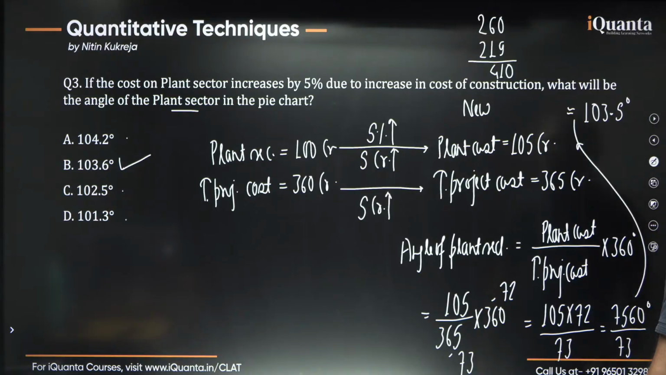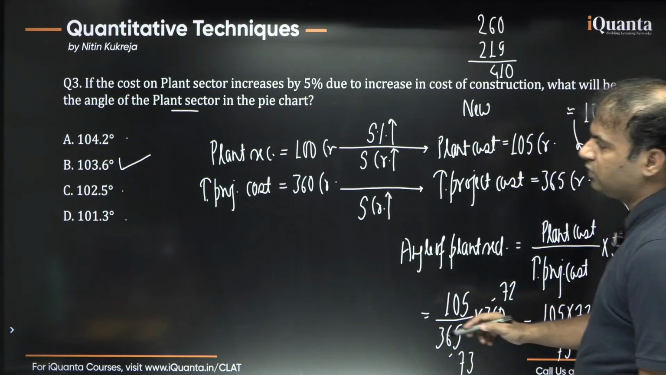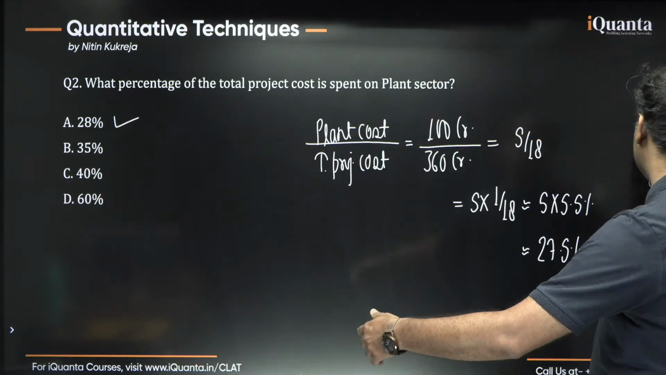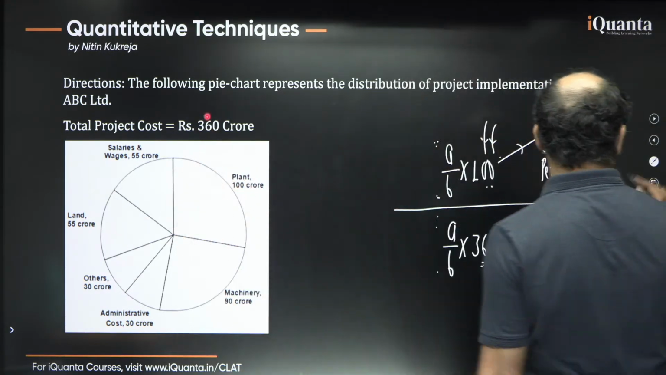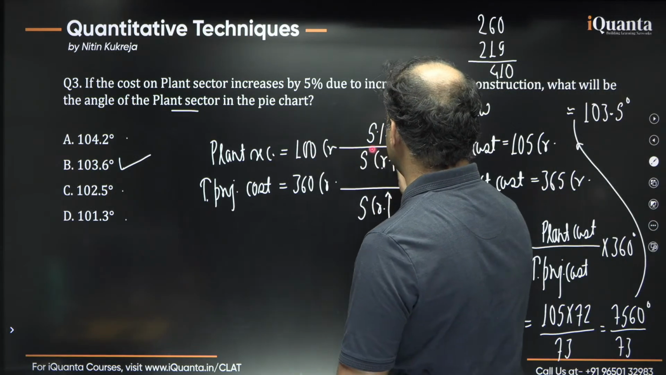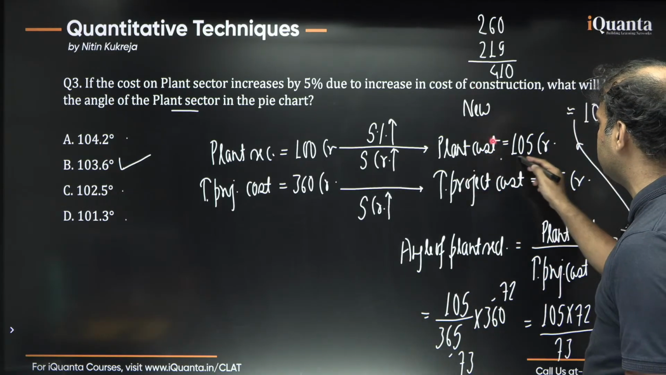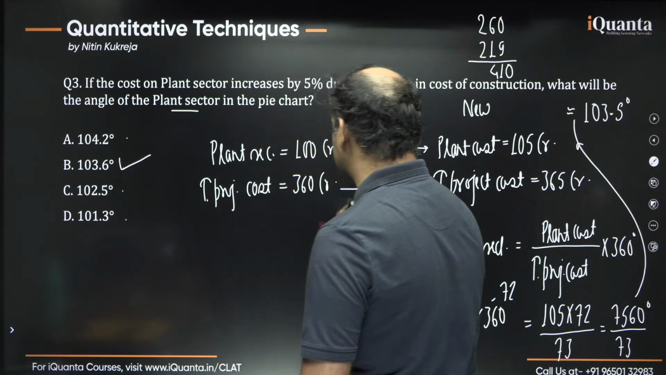Okay, question says what? The cost of plant increases by 5% due to the increase in the cost of construction. Now, what is the angle of plant sector? So remember, Sakshi, the cost of the plant sector was 100 crores in the beginning, right? In the pie chart, you will see that the cost of plant sector is given to us 100 crores and the total cost is 360 crores, right? So if this is increasing by 5%, so 5% of 100 is 5 crores. That means it becomes 105 crores. Simple. The new plant cost is 105 crores and the total project cost was 360 crores earlier.